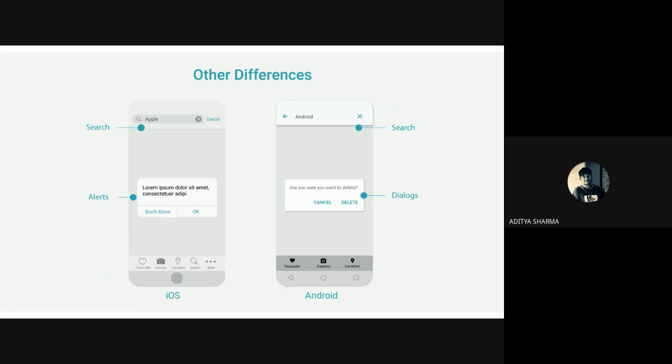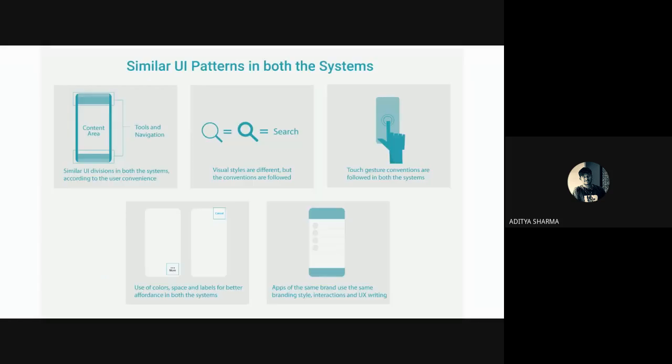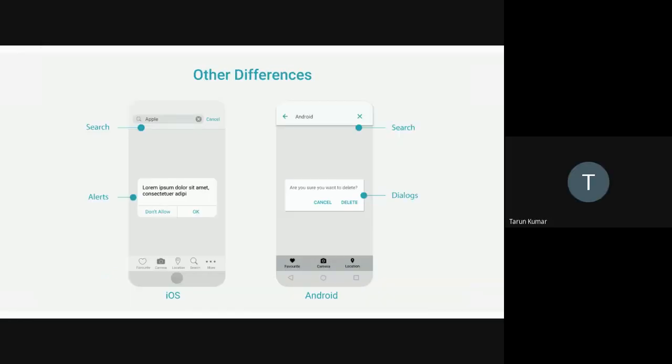Now alerts, the visual style is a little different in how search and alerts are shown in Android and iOS. That is based on the segmentation and the flat hierarchy. And what is the similarity between them? The content area. Alerts and notifications are the same. Yes, the representation method is a little different, but mostly it's the same.